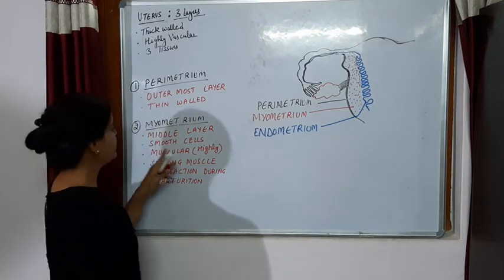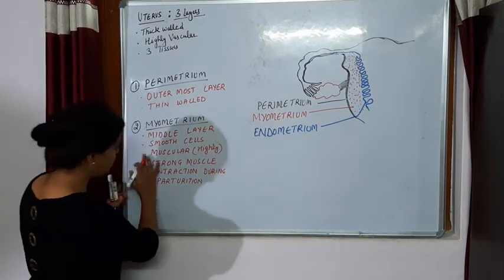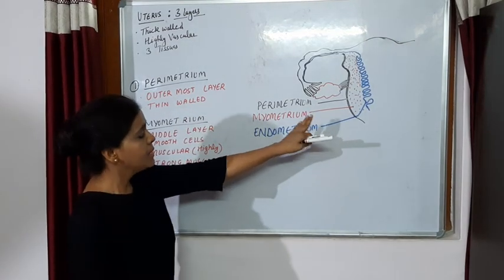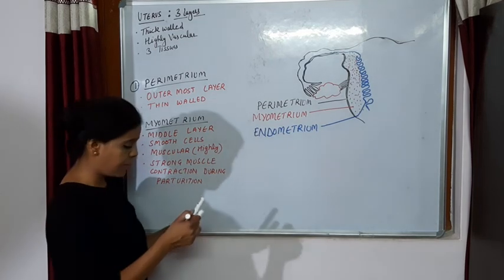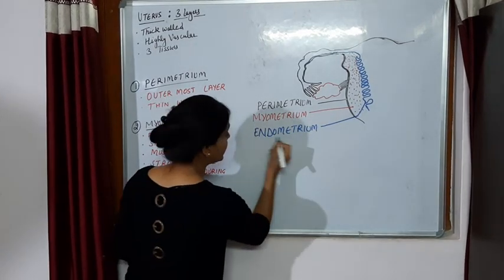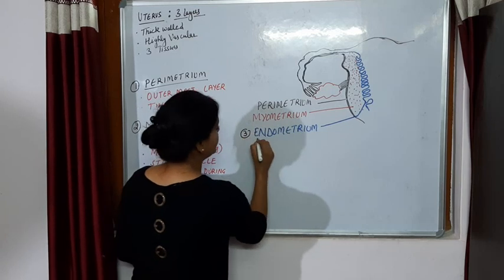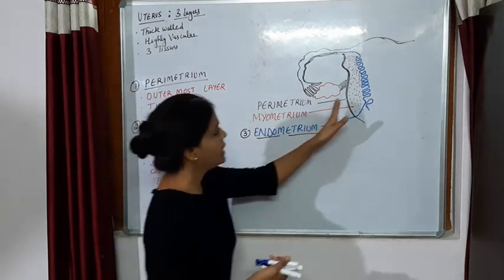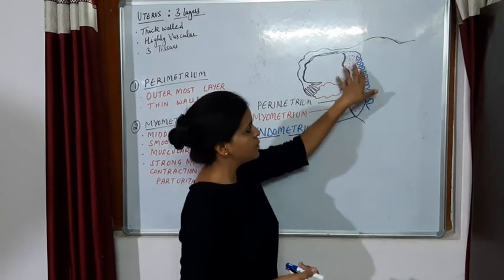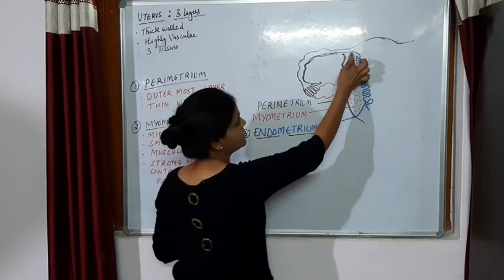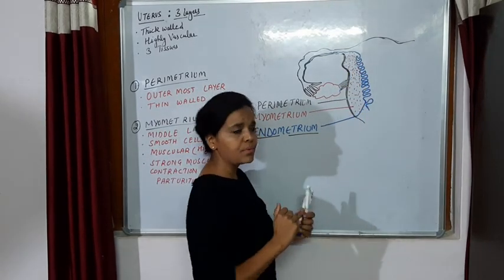These layers are going to play a very important role over there. So myometrium is the middle layer, and we know the strong muscle contractions during parturition are just due to the myometrium. Now the next, the third and last one, is endometrium. So endometrium is the innermost layer in the uterine cavity. You are seeing that the structure is highly coiled.